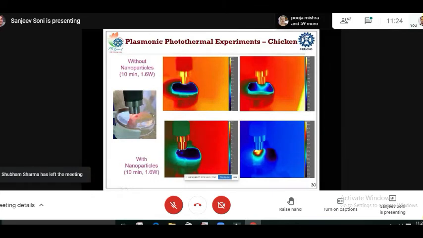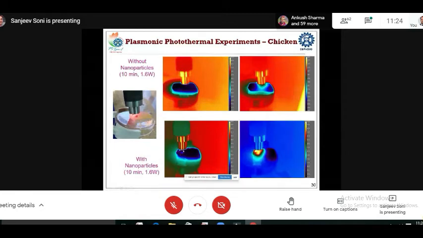These are some experiments we conducted on chicken samples. We inject some nanoparticles, and shine light for around 10 minutes with an optical power of around 1.6 watts. For a chicken sample with no nanoparticles, even after 10 minutes, we don't have much temperature rise. When we start the experiment the temperature is around 22 degrees Celsius, and after 10 minutes it reaches a maximum of around 29 degrees Celsius. There is only around a 3 to 4 degrees Celsius rise in the absence of nanoparticles.